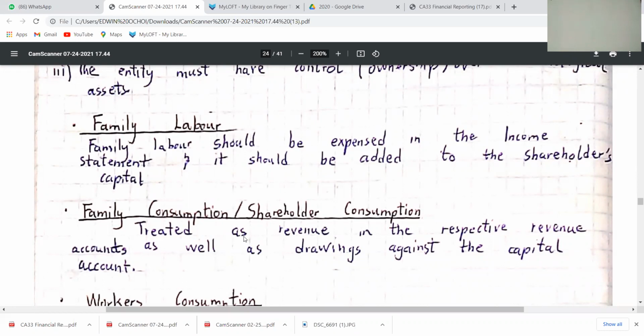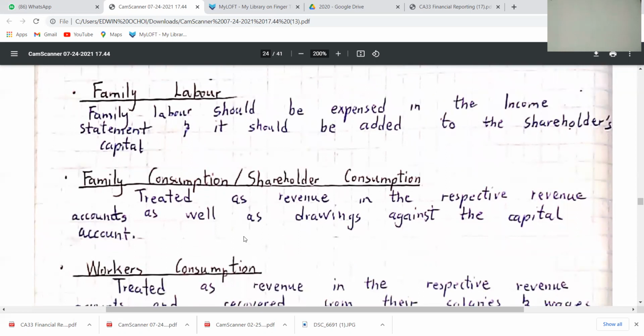Why are we doing this? Remember that when we talk about being expensed, it's as if you are paying yourself. But in real sense, there's no money going out because you are the owner of the business who is providing labor. That is why we go ahead and add that amount to capital. So you capitalize the amount which you were supposed to pay someone else.